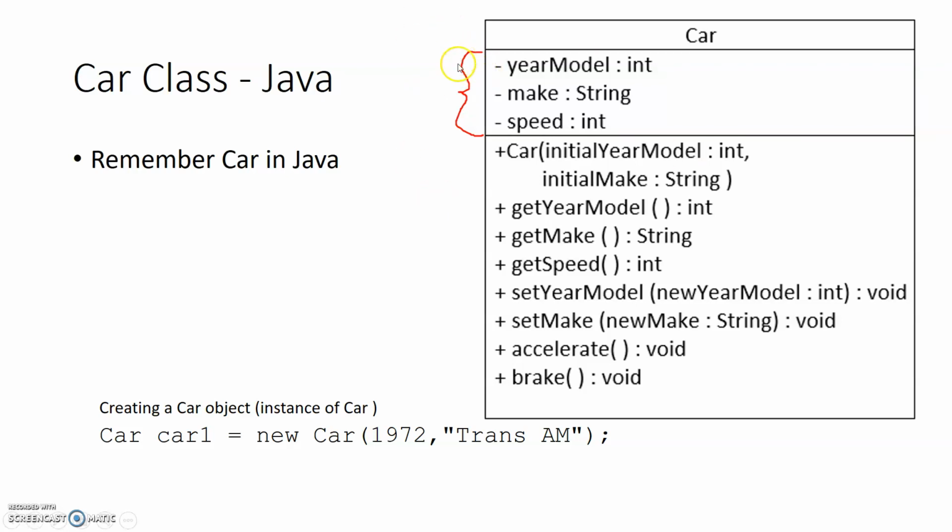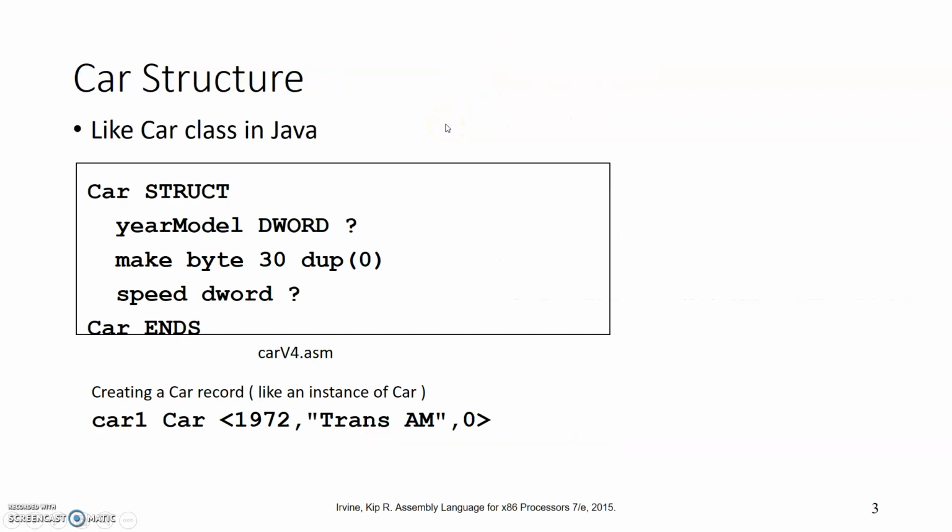Well, imagine if we were just able to take this first piece right here, just the fields, and do that in assembly. That would be a struct. So what a struct does is it takes a series of, basically data. So it's a series of variables, groups them together into what's known as a struct. An instance of a struct would be called a record.